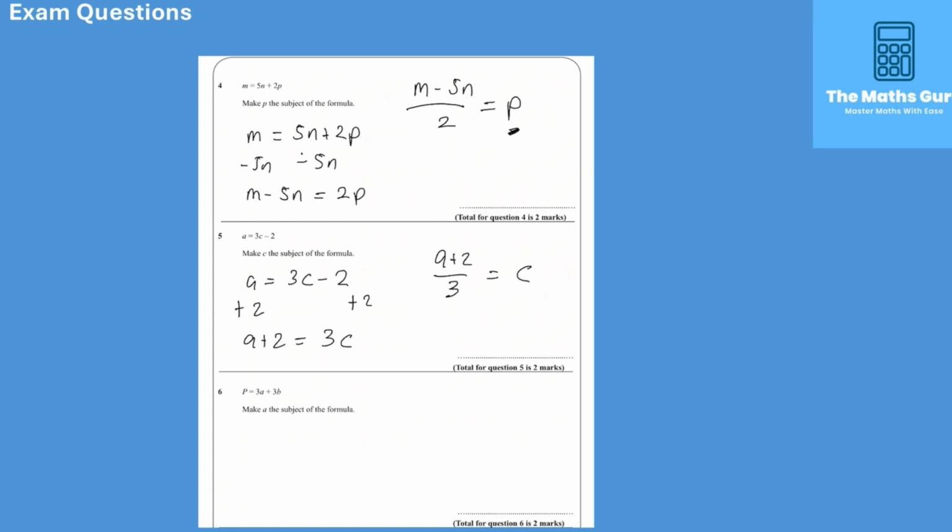Okay, looking at our next question, we have p is equal to 3a plus 3b, and we need to make a the subject of this formula. Looking at our a, it's being first times by 3, then added to 3b. We first deal with our addition, so minus 3b from both sides, and we get p minus 3b is equal to 3a. Then, to get a alone, we need to divide through by 3, which gives us a alone.